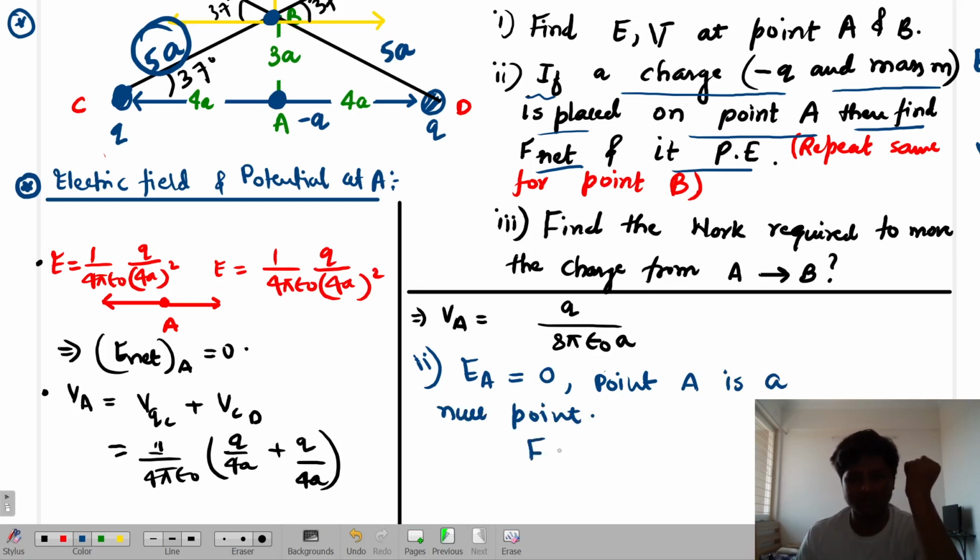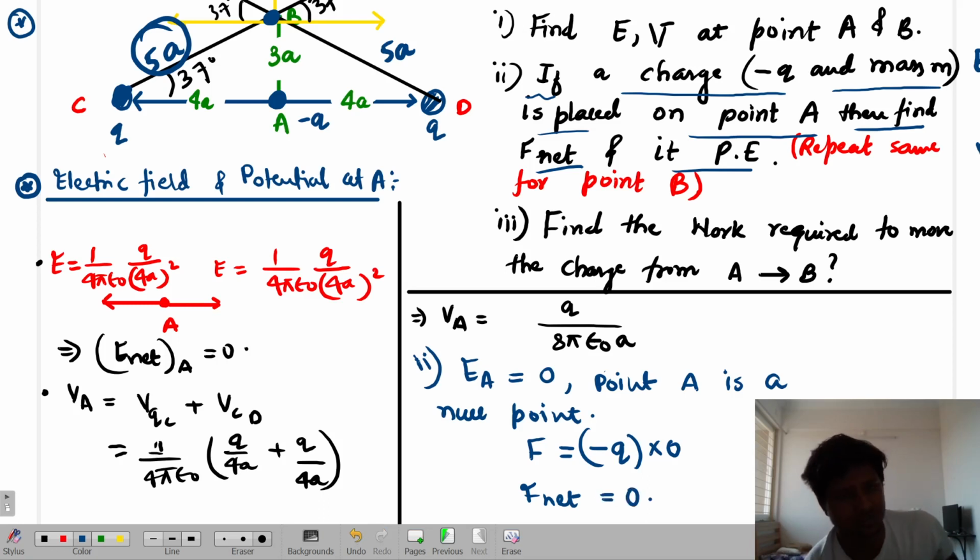If it is a null point, then what will happen? The net force over there on any charge, let's suppose I put minus q into the electric field, is how much? Zero. So F net will become zero. Even for a positive charge, F net will be zero, because at that point the electric field itself is zero. Are you able to get it or not? Is that clear?